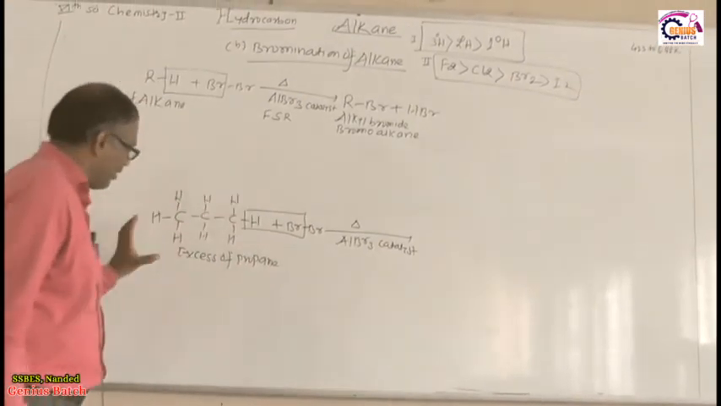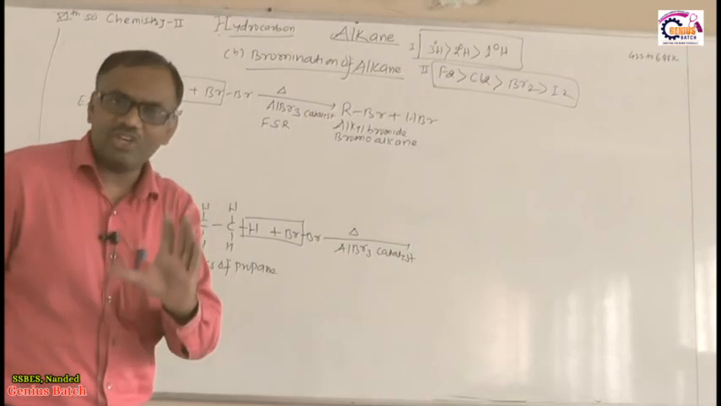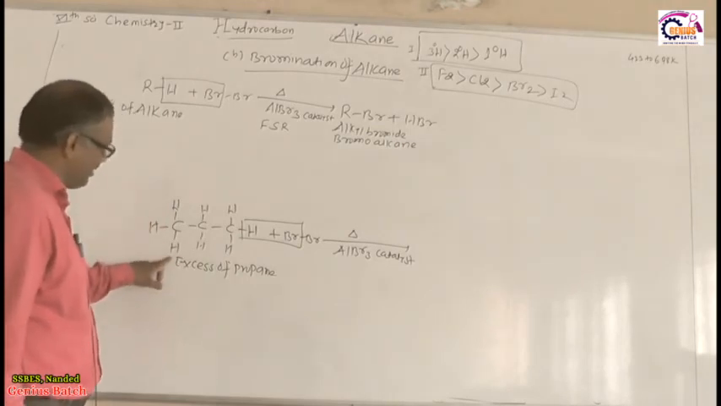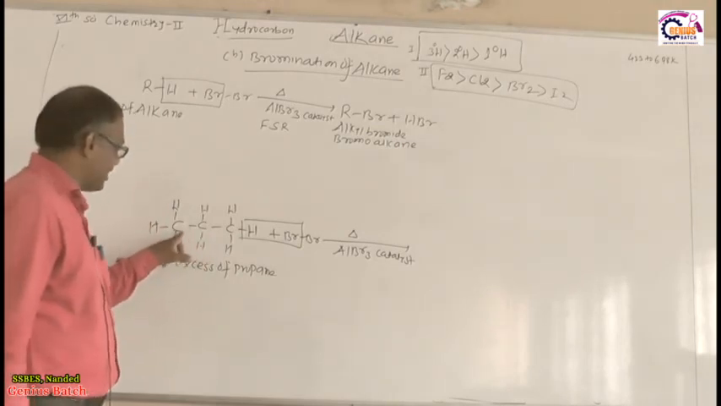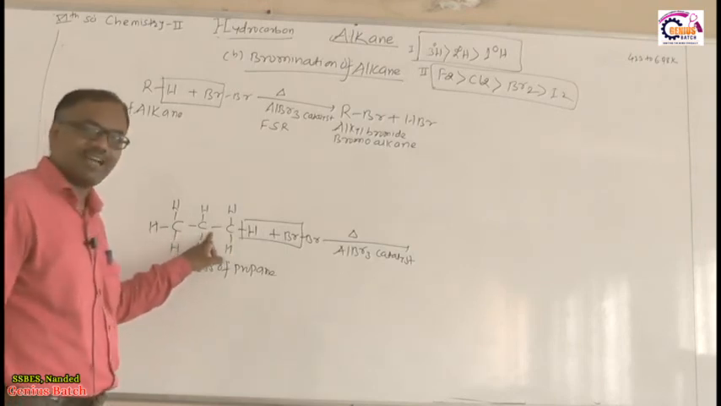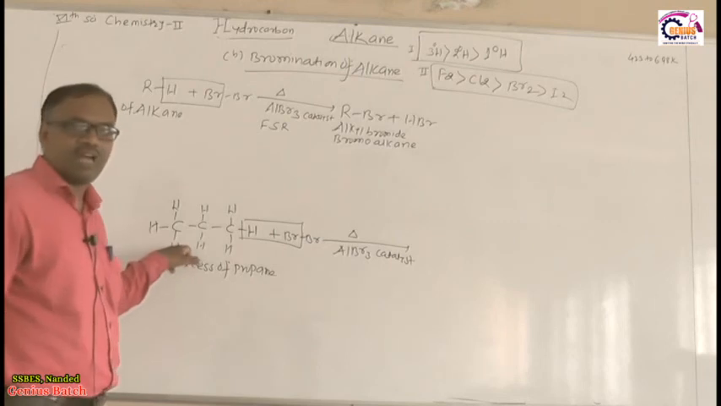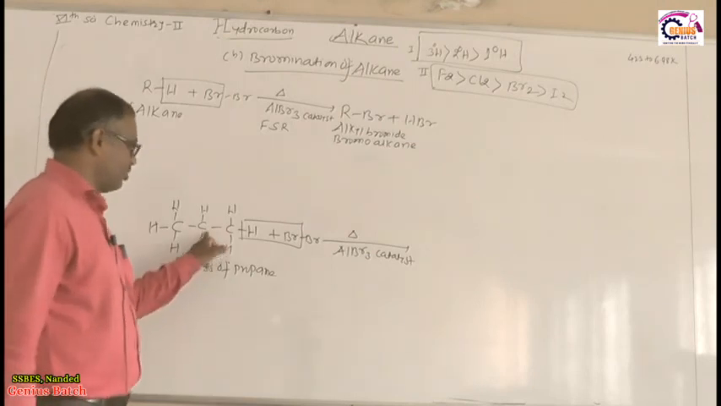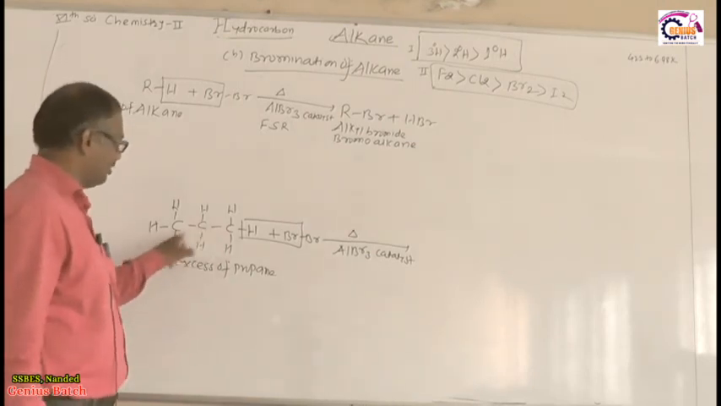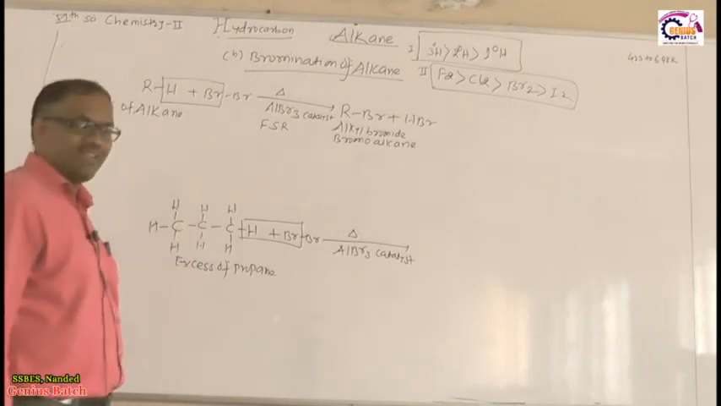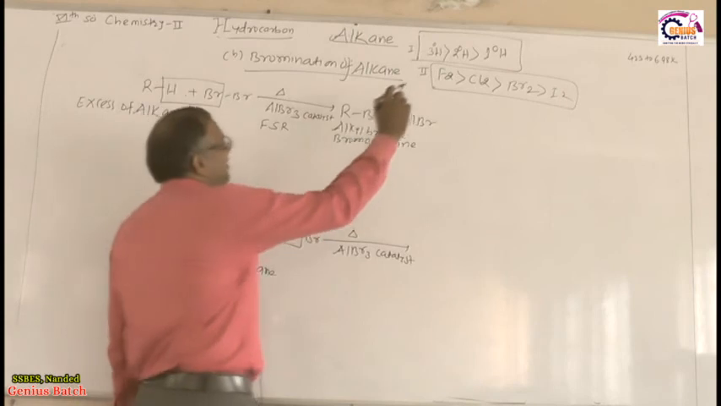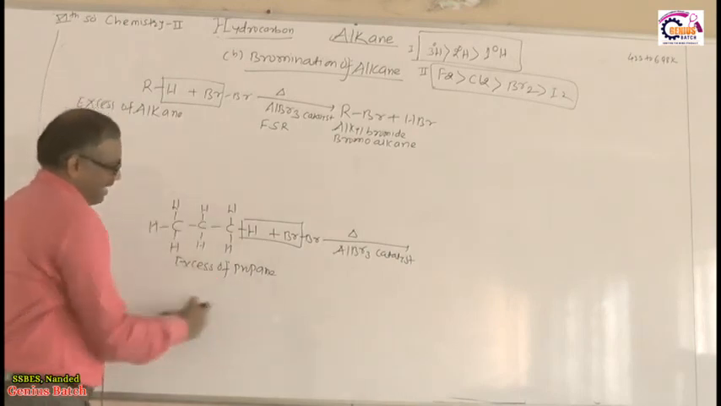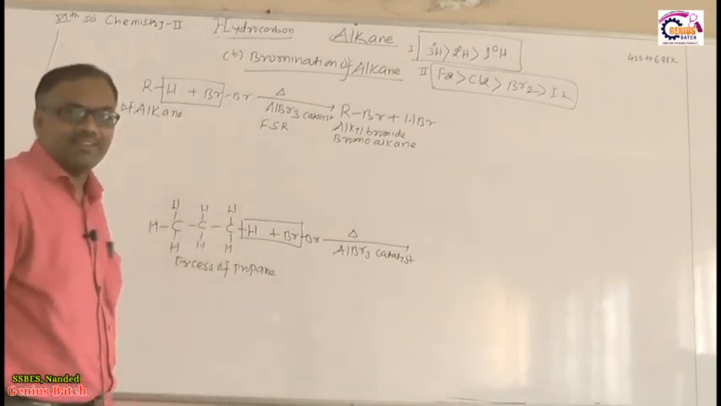So first of all, identify the nature of the hydrogen atom. This carbon atom is primary carbon, attached to only one other carbon atom, so the attached hydrogen is primary hydrogen. This carbon atom is attached to two other carbon atoms, so this is the secondary carbon. In this example, there are two types of hydrogen, primary and secondary hydrogen.